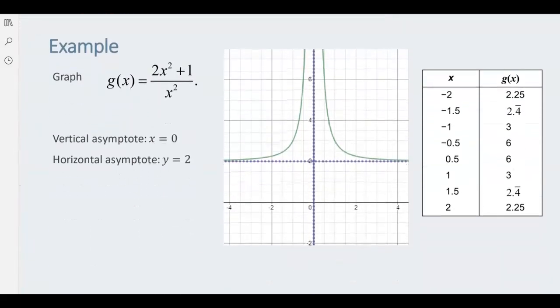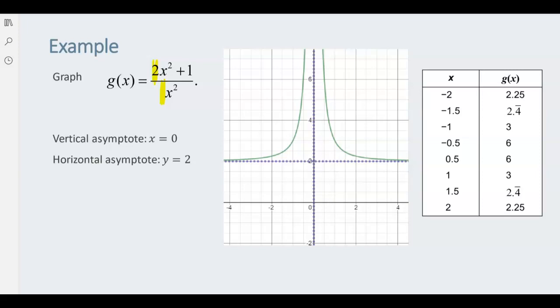Here's an example of the degree being the same. So I look at the coefficient in front of both of them. So the horizontal asymptote is 2 over 1, and you can see that I've got that drawn here. And then because the denominator cannot have 0 plugged in, we have a vertical asymptote at x equals 0.